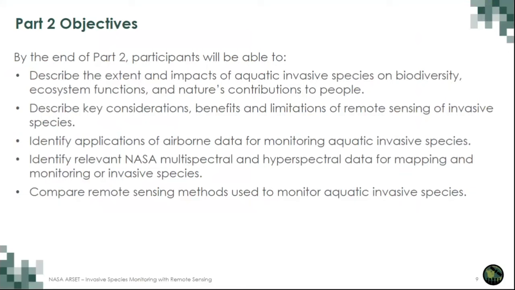By the end of part two, participants should be able to describe the extent and impacts of aquatic invasive species on biodiversity, ecosystem functions, and nature's contributions to people. Describe key considerations, benefits, and limitations of remote sensing of invasive species. Identify applications of airborne data for monitoring aquatic invasive species. Identify relevant NASA multispectral and hyperspectral data for mapping and monitoring invasive species. Compare remote sensing methods used to monitor aquatic invasive species.